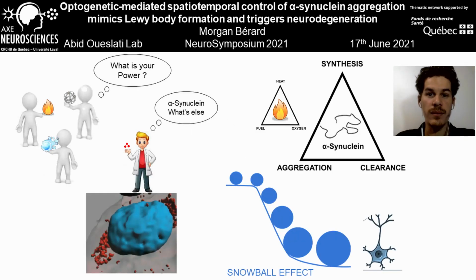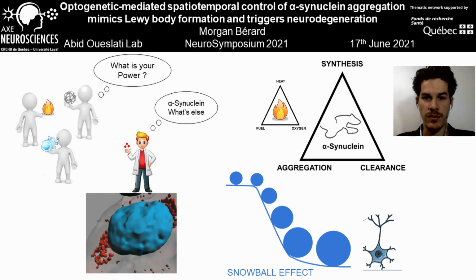Hello everyone, I am Morgan Perard, a PhD student in the Westlake Laboratory in Quebec City, and I am working on Parkinson's disease. I don't think I am wrong if I say that everyone would like to have a power: teleport, fly, control fire or ice. In my laboratory, our power is to control alpha-synuclein aggregation directly inside neurons. We can start this aggregation where and when we want, as you can see on the bottom left with the little red dot in the cells.